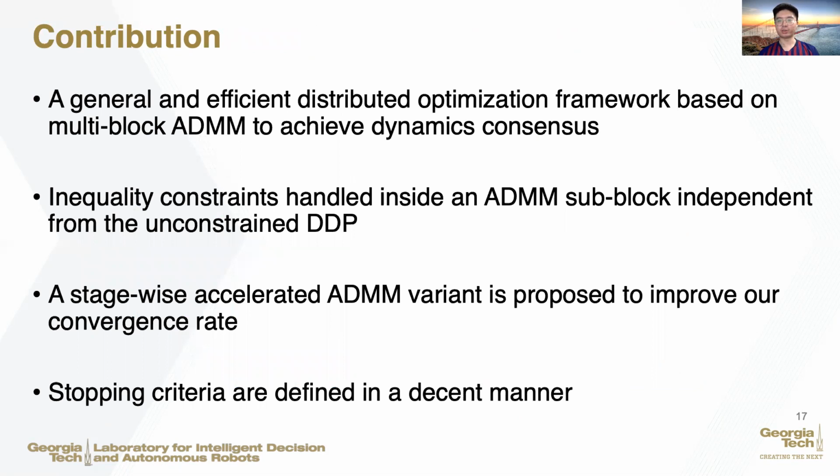To summarize, we proposed a general and efficient distributed optimization framework based on multi-block ADMM to achieve dynamics consensus. The inequality constraints are handled inside an ADMM subblock, which is independent from the unconstrained DDP. We also proposed a stage-wise accelerated ADMM variant to empirically improve the convergence rate of our multi-block framework. Stopping criteria are clearly defined to generate more feasible whole body motions.